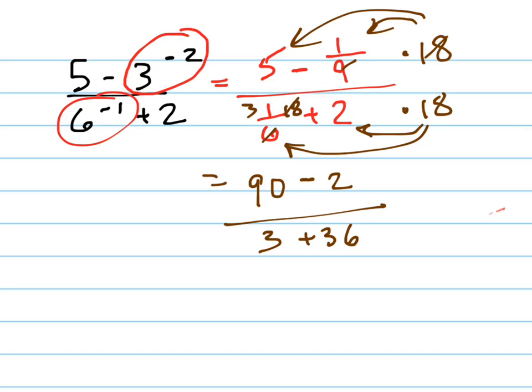And there I've got a much simpler problem to deal with. 90 minus 2 is 88. 36 plus 3 is 39. Now try to get common denominators. See if there's any, not common denominators, common factors.